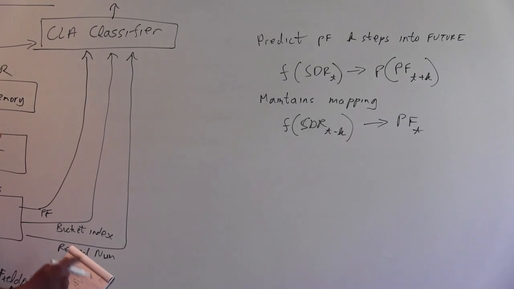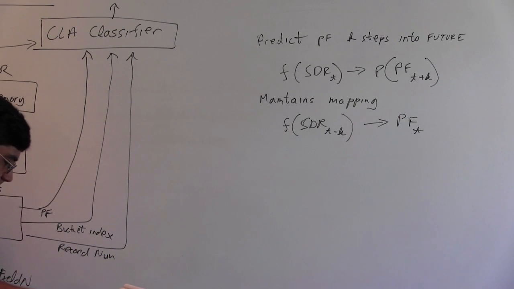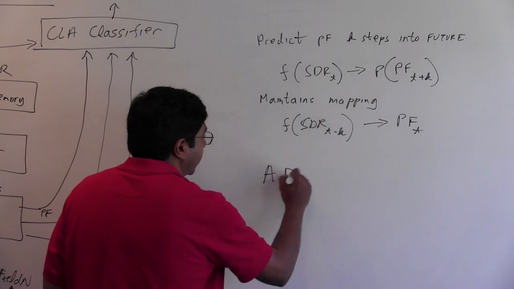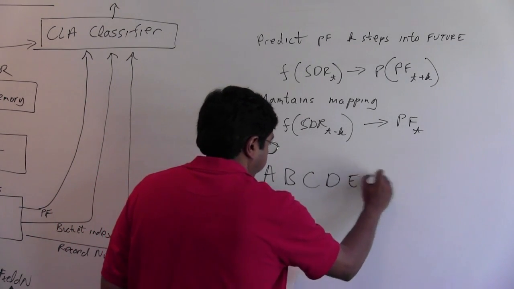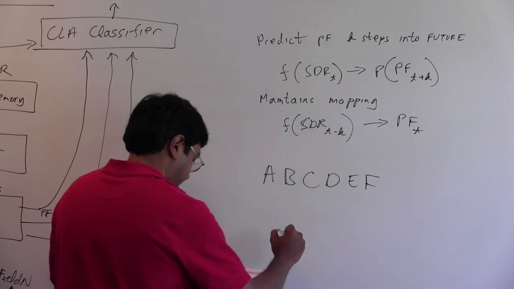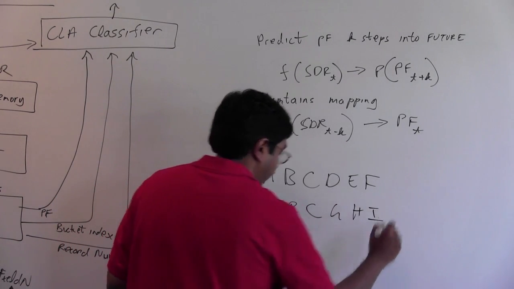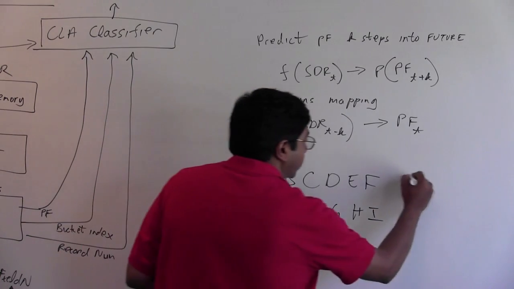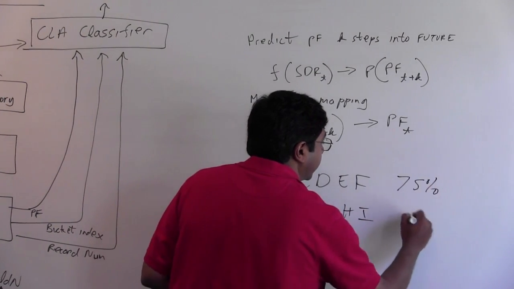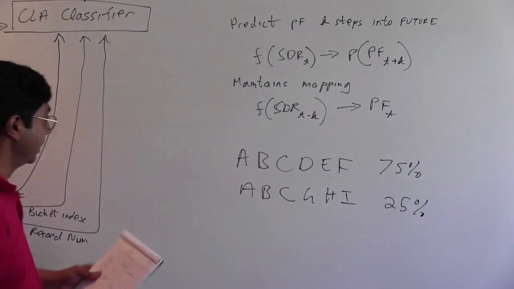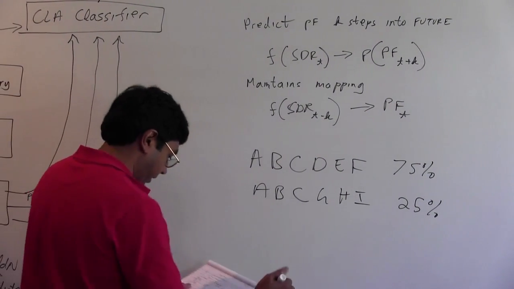Okay, so let me give an example. Suppose you had sequences A, B, C, D, E, F, and you had A, B, C, G, H, I. Let's say you saw the first one 75% of the time, and the second one came 25% of the time. So let's say you're partway through here.